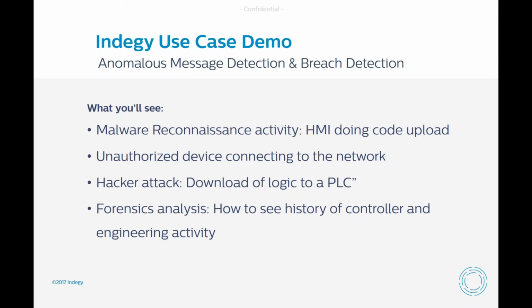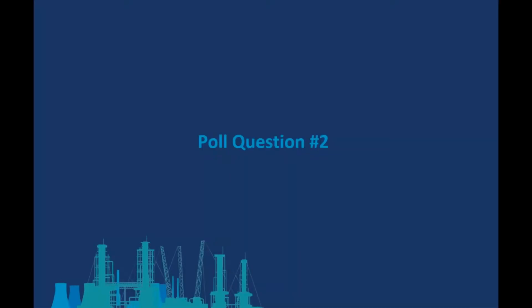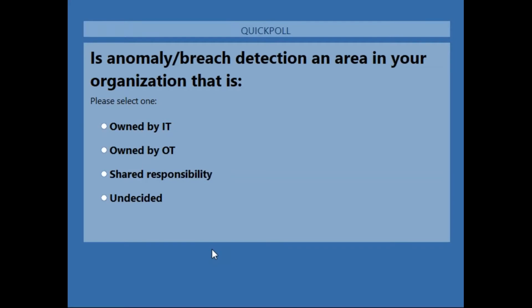As I switch to that, Dana's going to take over and... Yeah, great, Chris. As you switch, I'm going to launch our second poll question. So you should see it in front of you right now. The question is: is anomaly breach detection an area in your organization that is owned by IT, owned by OT, a shared responsibility, or undecided?